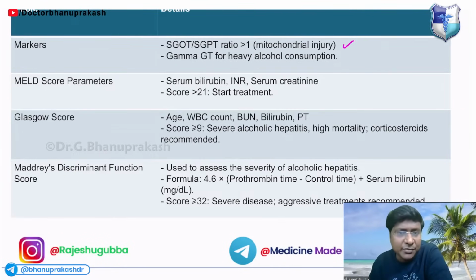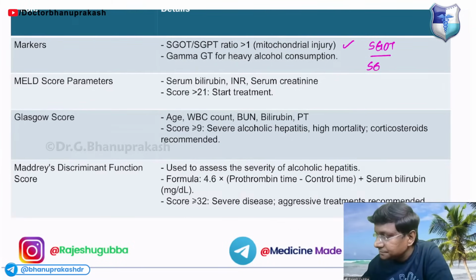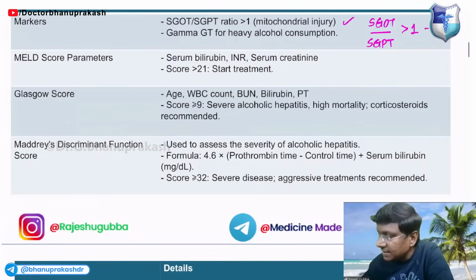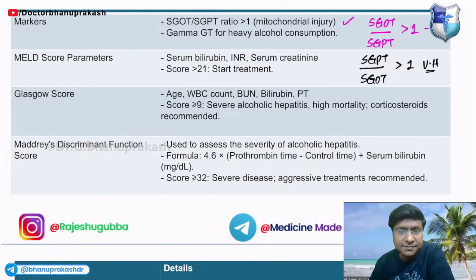But what is the important question that can be asked here is, you have to know that the SGOT to SGPT ratio will be more than 1 in case of the alcoholic hepatitis. Whereas in case of the viral hepatitis, SGPT to SGOT ratio will be more than 1. So this is a very important question that will be asked in your exam.